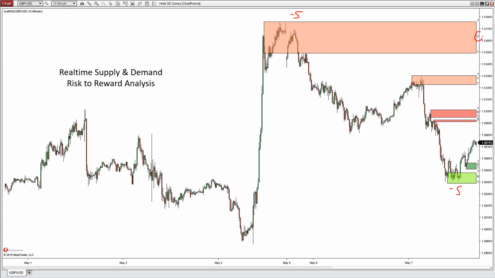Really easy to go ahead and identify risk reward here. And as a matter of fact, on the right hand side, you can go ahead and see exactly how many pips you're risking on each trade.